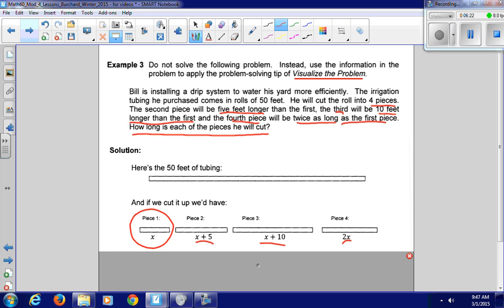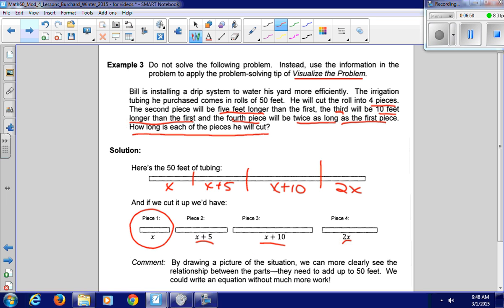We drew our piece of tubing, we chopped it up into pieces. You could even decide to not even draw the 5 different pieces and just chop it up into 4 pieces and then write your variables on there. Because again, it doesn't matter that they're to scale, it matters that you're picturing how they all relate to each other. So either way, it'd be fine. We're not interested in the artwork, we're interested in the math behind it. Okay, so now we can more clearly see the relationship between the parts.